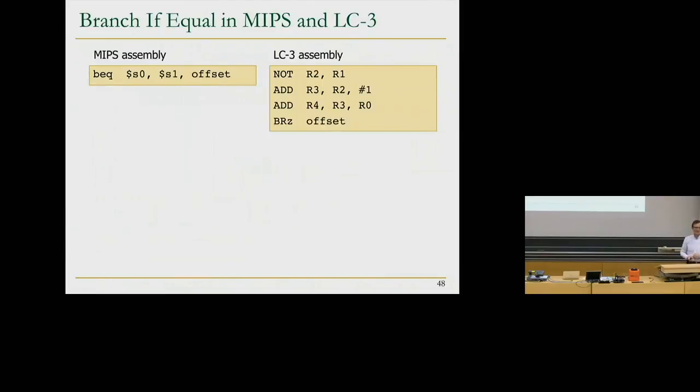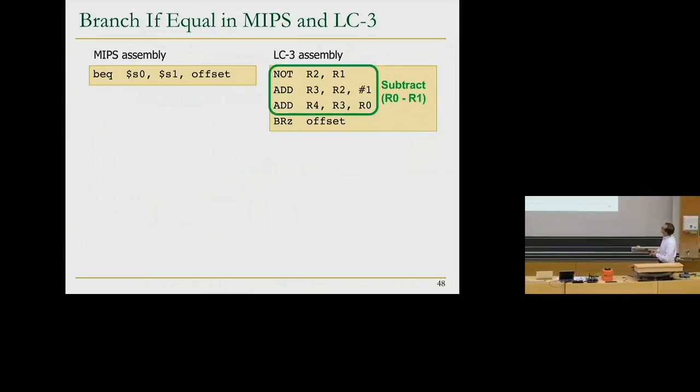So a MIPS assembly looks like this. LC-3 assembly looks like this. The equivalent to LC-3 assembly. So what is it doing? Basically, MIPS instruction is powerful. It's really comparing S0 to S1 and checking if they're equal. Whereas LC-3, you don't have such an instruction. It's not as powerful, but you can construct the equivalent of that instruction from multiple instructions. Well, what do you need to do? Basically, you want to compare one register to another register, R1 to R0. That's what you do, basically.